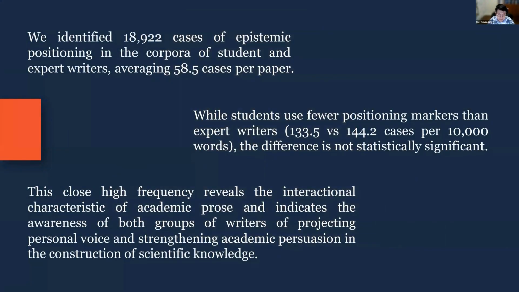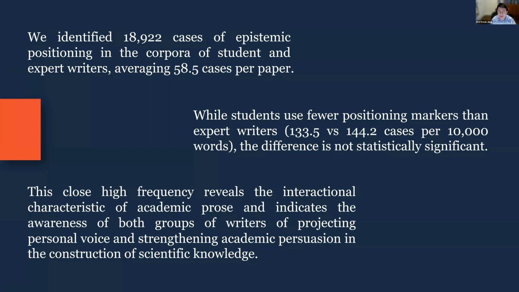We identified 19,922 cases of epistemic positioning in the corpora of student and expert writers, averaging 58.5 cases per paper. While students use fewer positioning markers than expert writers, the difference is not statistically significant.